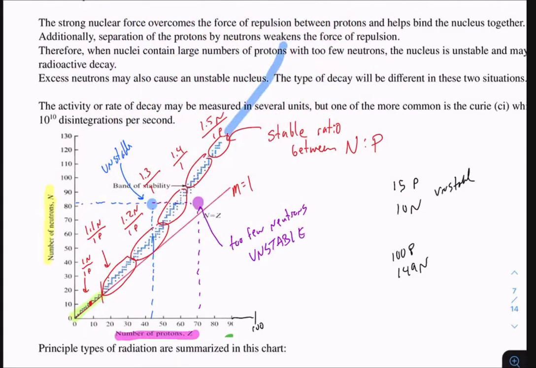We would need a mass of roughly, I don't know, 180, 190. I'm sorry, number of neutrons. We would need roughly about 180 neutrons, and we're not even close to that, right? So 149 neutrons puts us about here, which is below the band, which is unstable.